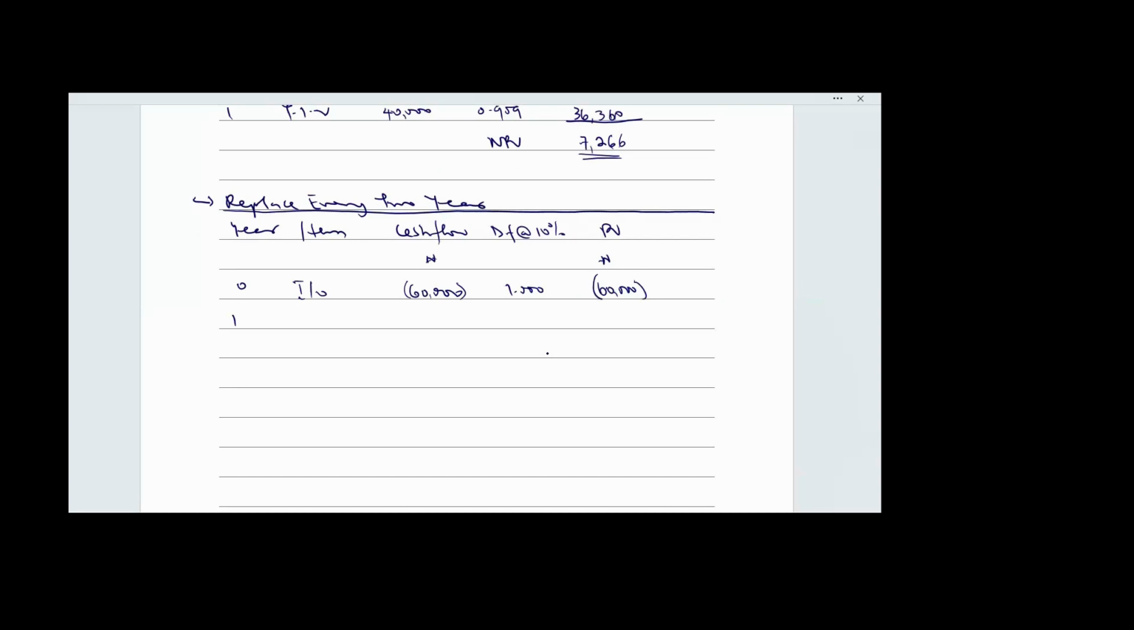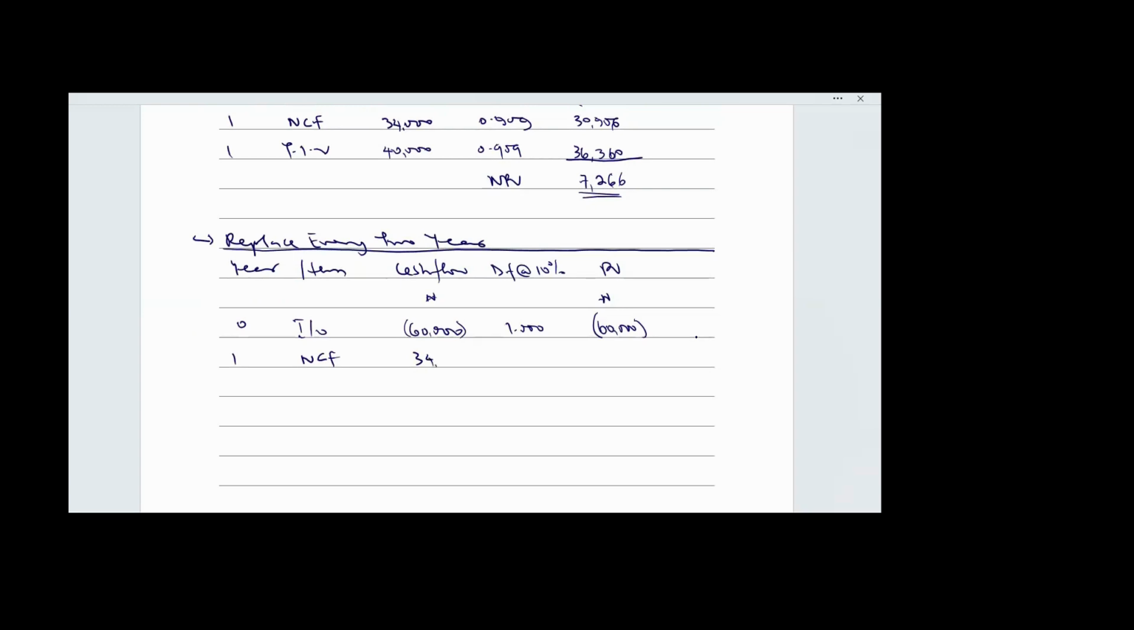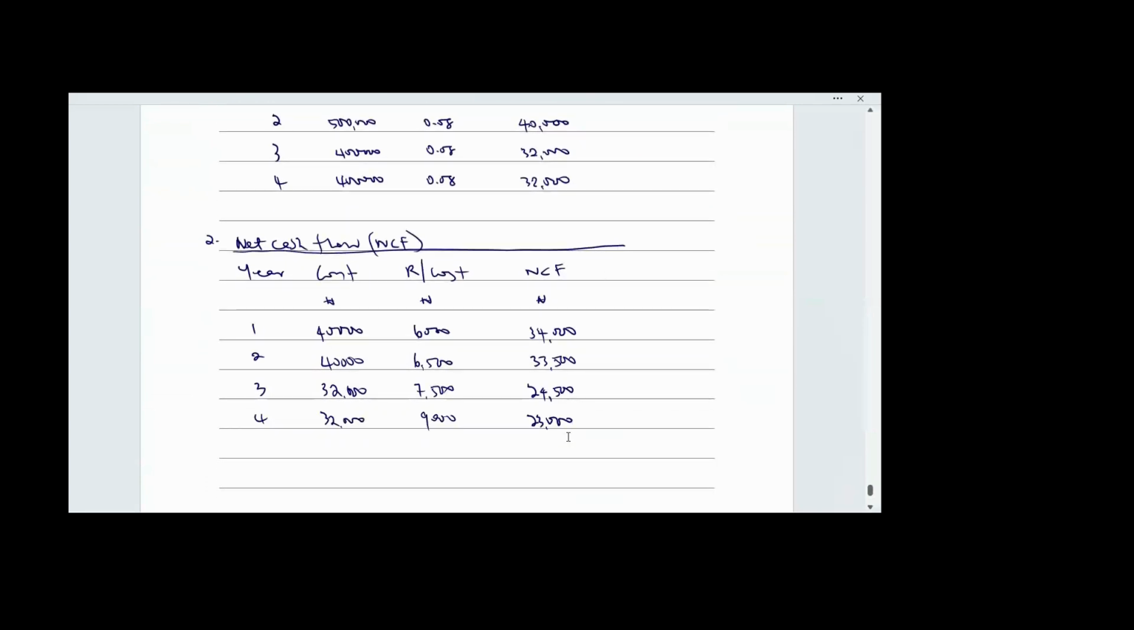In year one, remember what I told you. When you are calculating your NPV for the following year and the subsequent ones, you are going to be cumulating the net cash flow of the previous years. So the net cash flow of year one will be repeated in year two, which is 34,000. Multiplied by 0.909 gives 30,906. Then you add the net cash flow of year two, as calculated below. Net cash flow of year two is 33,500.